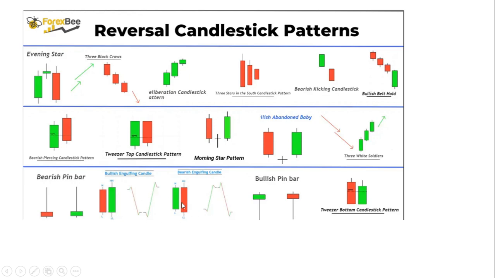Alright, look at this other one, the bearish engulfing candlestick. Why is it bearish? Because the second candlestick opened and closed below the body of the first candle. That's why it is called a bearish engulfing candle. Alright, so that's all there is to know about reversal candlestick patterns.